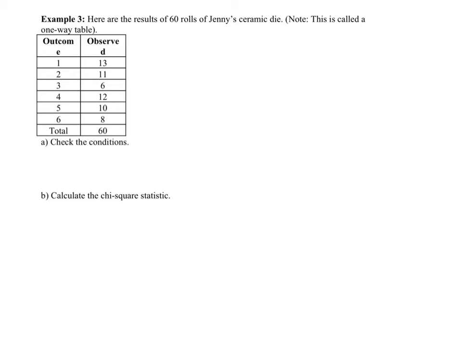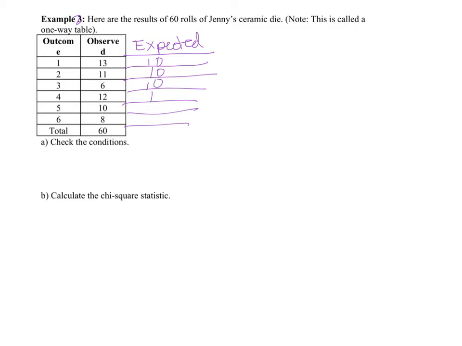Okay, so for the next example, I think this should probably be example number 2. They actually give you the rolls of Jenny's ceramic die. So these are what we call the observed rolls because they're what actually occurred. The expected was what we found previously. And to be honest, as soon as you see something like this, which we call a one-way table, when you see the observed, I would like you to fill in the expected. We found these in example number 1, so you can just put them right in. They were all 10. It's always a good idea to do that. Just add them in. Okay, so we are going to start by checking conditions.